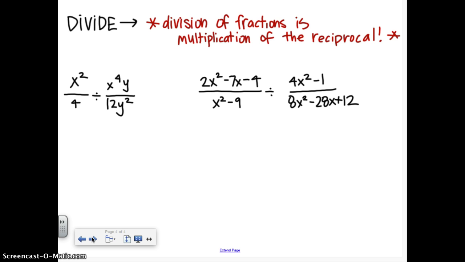Okay, so as we look at this, now we know that division of fractions is multiplication of the reciprocal. So the very first thing we should do is change these to be multiplication problems. That's my very first step. Right there, I changed it, because now it becomes a lot more like what we just did. Then I'm going to multiply.